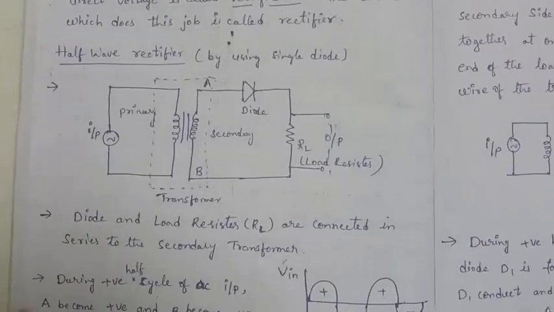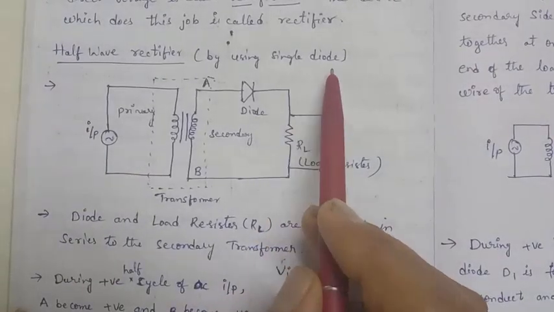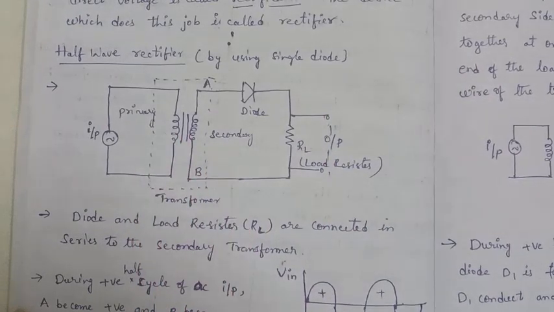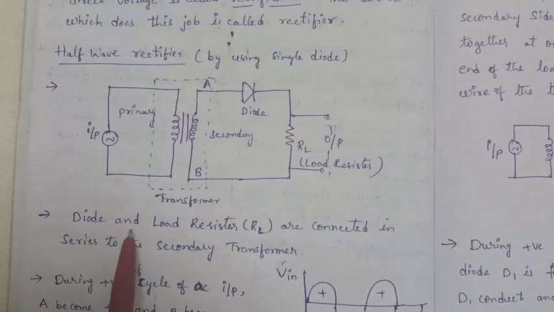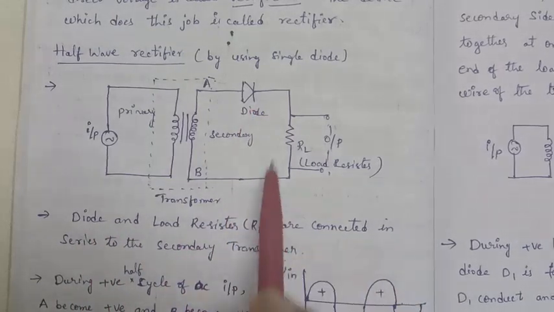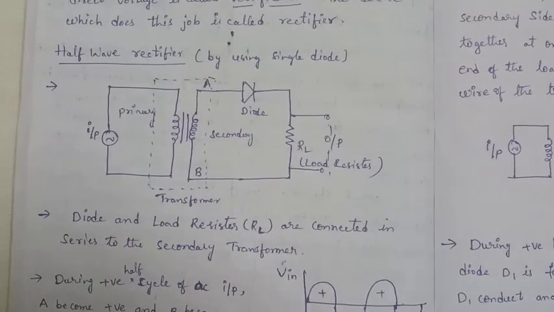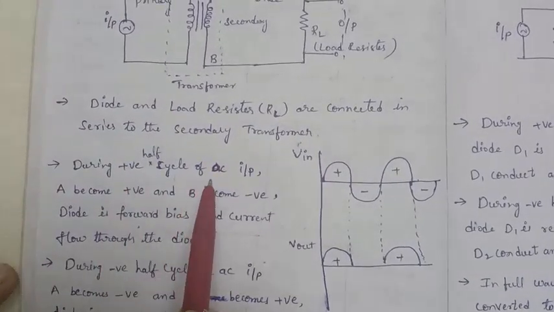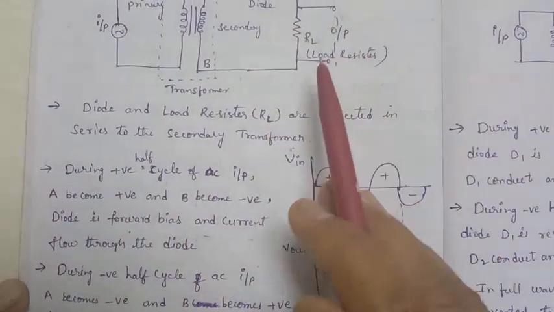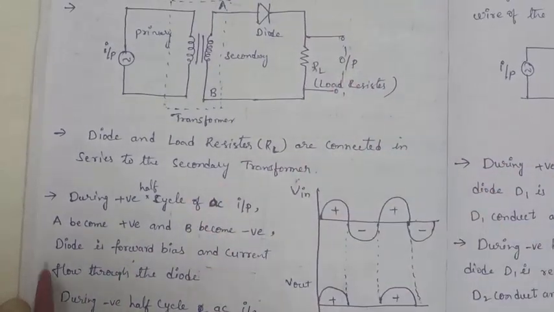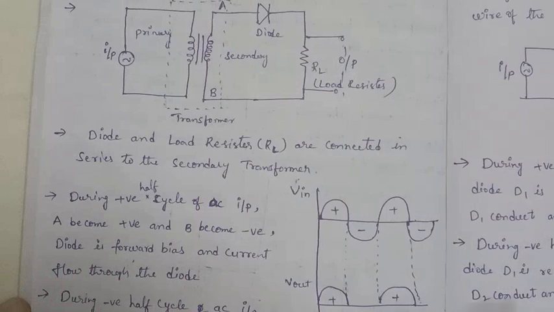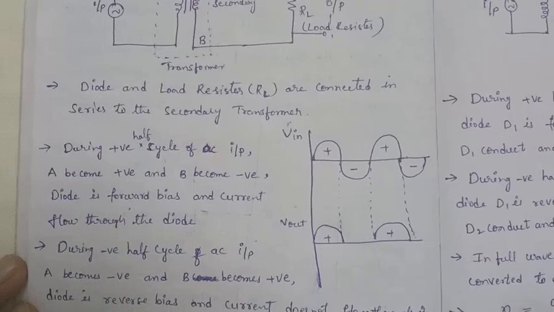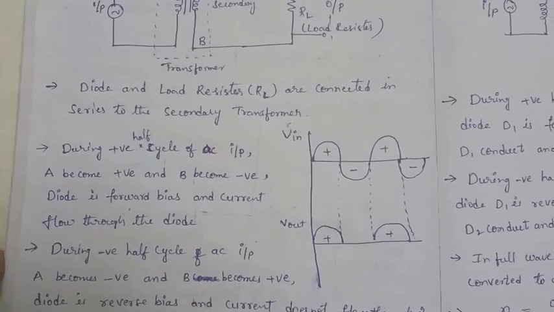So, the half wave rectifier. In a half wave rectifier, how many diodes are used? Only a single diode. This is the primary part of the transformer and this is the secondary part of the transformer. The diode and the load resistor are connected in series to the secondary of the transformer. During the positive half cycle of the AC input, A becomes positive and B becomes negative. Diode D is forward biased and current flows through the diode. During the negative half cycle of the AC input, A becomes negative and B becomes positive. The diode is reverse biased and current does not flow through it.